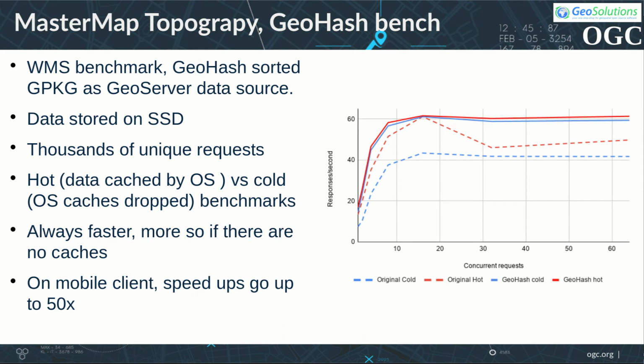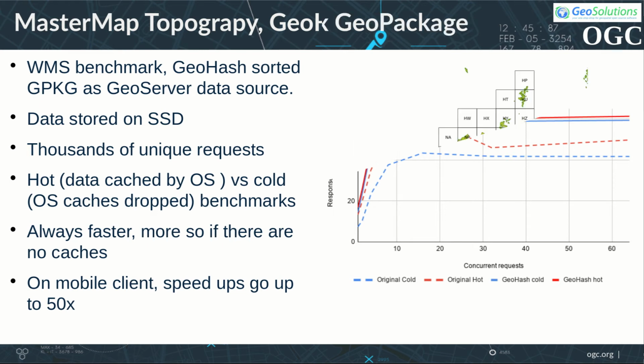In order to confirm this, we ran WMS load test against SSD storage, using an increasing number of concurrent clients. The test shows a significant speed increase when using geohash sorted packages, which is especially evident when the file system cache is empty at the beginning of the test.